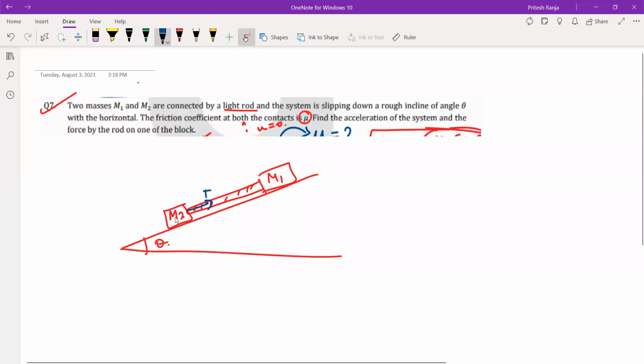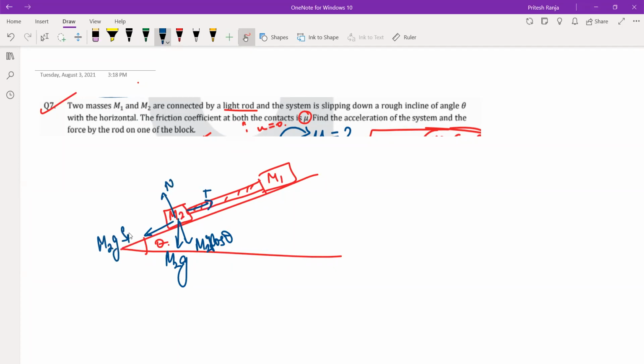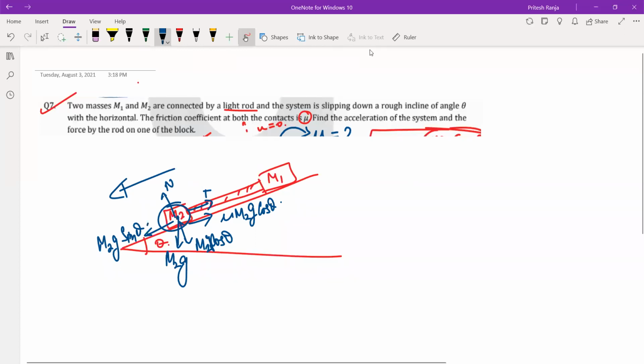So there will be tension here. If we draw the free body diagram, we will have M2g here. Breaking it into components, we will have M2g cos theta. Here we will have normal reaction. Here we will have M2g sin theta. And there will be friction because it is sliding down. So friction will be mu into normal reaction. What is the normal reaction for block M2? M2g cos theta. So for block M2, everyone understood how we broke the forces and how we got the friction force.